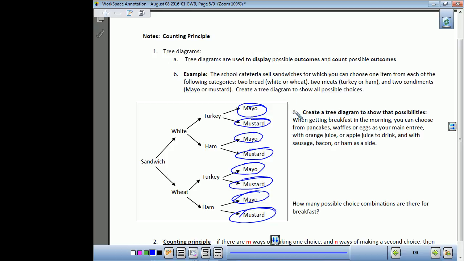All right, work together. Talk about this situation here about breakfast, and let's see if you can create a tree diagram. Go.